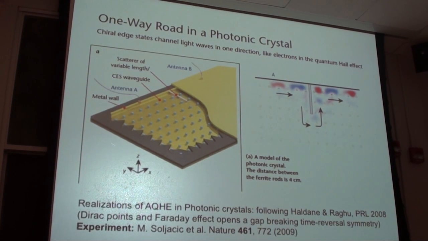But here the point is you can use this lattice of rods and light scatter. And the main point is, like in the quantum spin Hall phase in 2 dimensions, you want to have Dirac points and open a gap that breaks the time reversal symmetry. And in this work, they have done it in a very nice way.